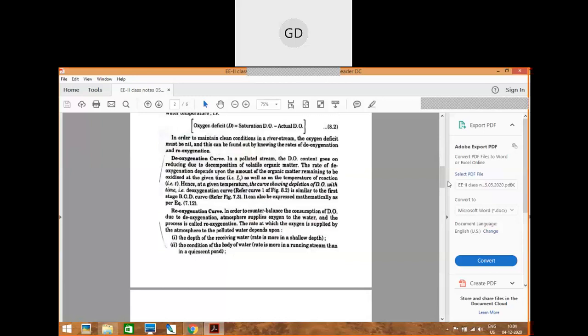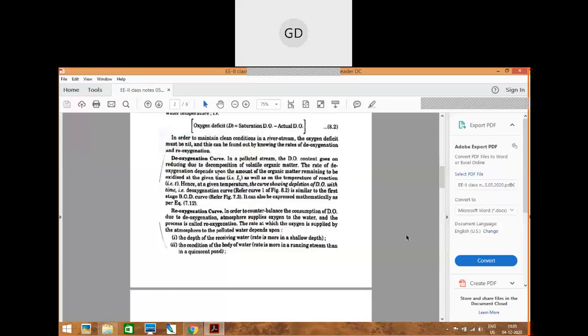Now next is your reoxygenation curve. In order to counterbalance the consumption of DO due to deoxygenation, the atmosphere supplies oxygen to the water, and the process is called reoxygenation. Since the DO content is being depleted, you have to balance it. So now the atmosphere is supplying oxygen to the water, and this process is known as reoxygenation.